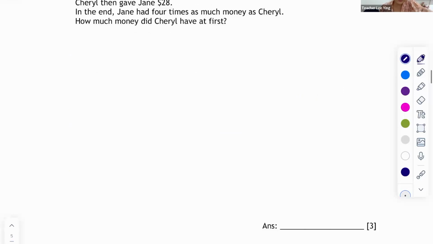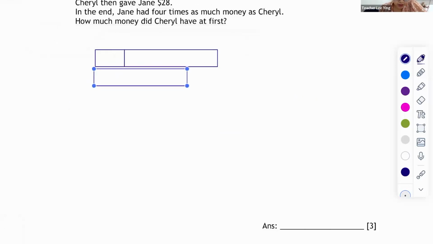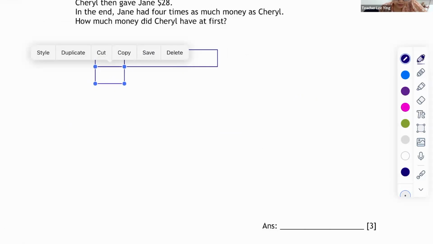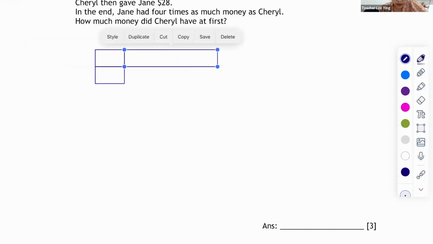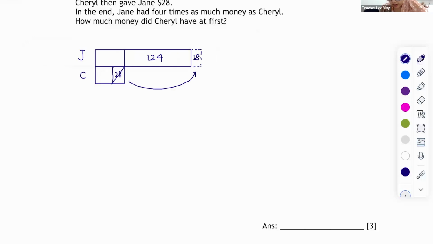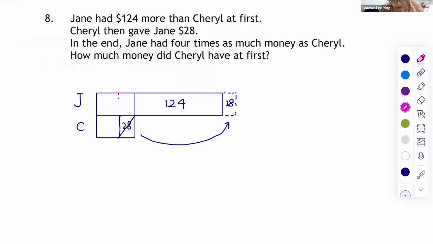Question number 8. Jane had $124 more than Cheryl at first. So we could draw a model here where Jane has $124 more than Cheryl. I'm going to draw a longer bar for Jane and a shorter bar for Cheryl, and then this will be 124. So Cheryl then gave Jane 28. So when Cheryl gives Jane 28, Jane increases by 28. So remember that there's going to be a hidden 28 over here.